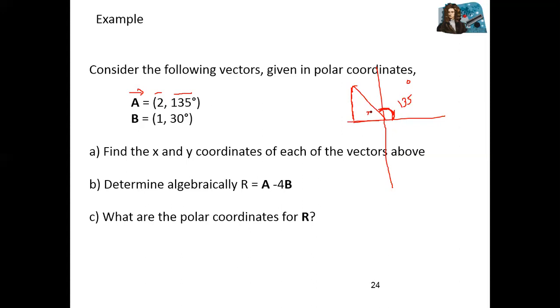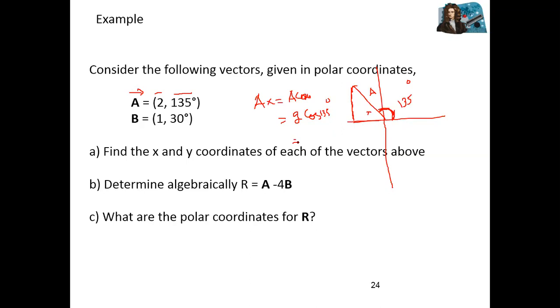Okay. How can you find it? Let's suppose this one is A. So AX is equal to what? AX is equal to A times cosine of theta. And what about AY? AY is equal to A sine theta. Here, given that the vector is 2, you can see the first one. What is cosine of 135? Cosine of 135 degrees equals sine of 45, I guess, square root of 2 over 2.